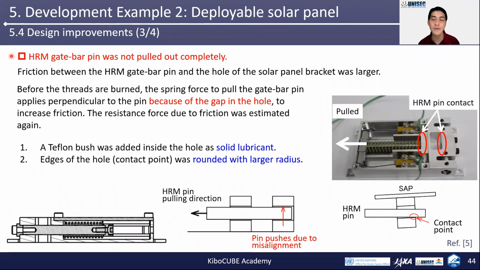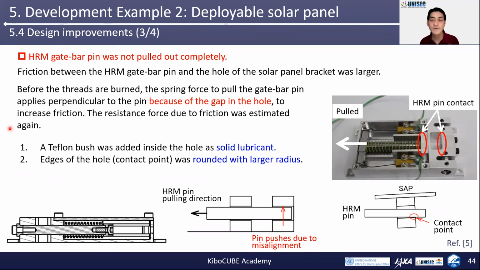What about the other error? The HRM gate bar pin was not pulled out completely in the other solar panel. So it was suspected that friction between the HRM gate bar pin and the hole of the solar panel bracket was larger than expected. Before threads are burned, the spring force to pull the gate bar pin also applies perpendicular to the pin because of the gap clearance of the hole. This results in an increased friction. This effect had not been properly taken into account, so the resistance force was underestimated.